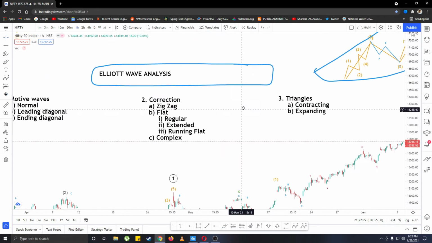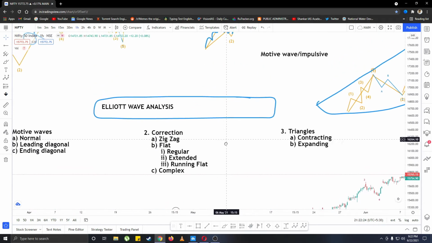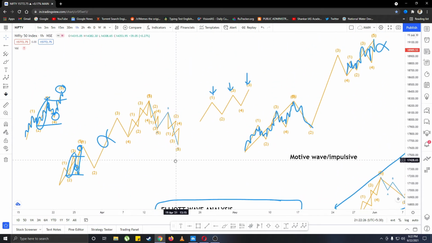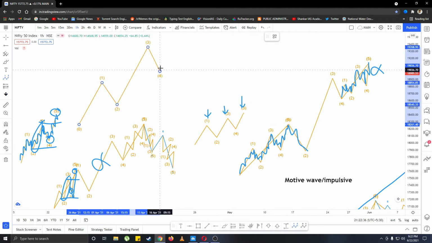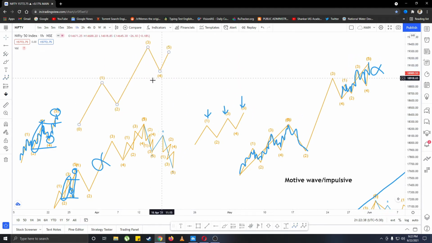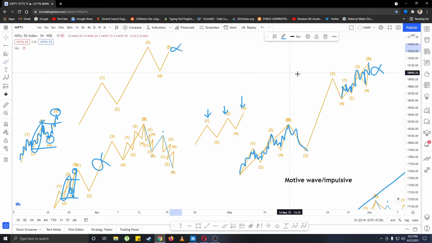Now before moving on to corrections, I want to take on one more topic, that is truncation. In some very rare cases, wave 5 can end below wave 3. Now this is a very rare case, and it only occasionally happens, but for theory purposes I am letting you know.